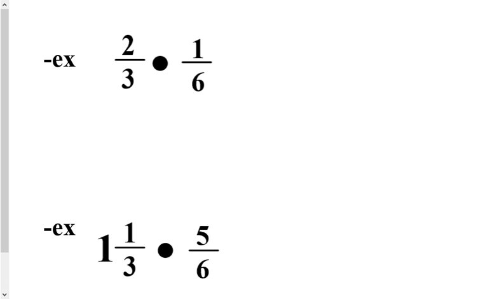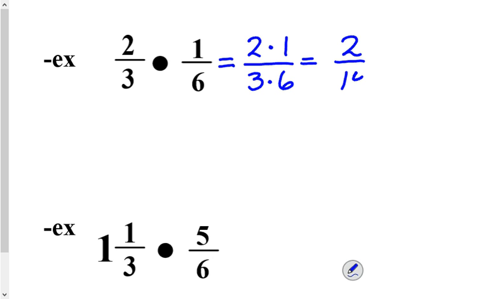So our first example, 2/3 times 1/6. We would just do 2 times 1 over 3 times 6. It's truly that simple. 2 times 1 is 2, and 3 times 6 is 18. And then we can simplify that because 2 and 18 can both be divided by 2, giving us 1/9 as our answer.